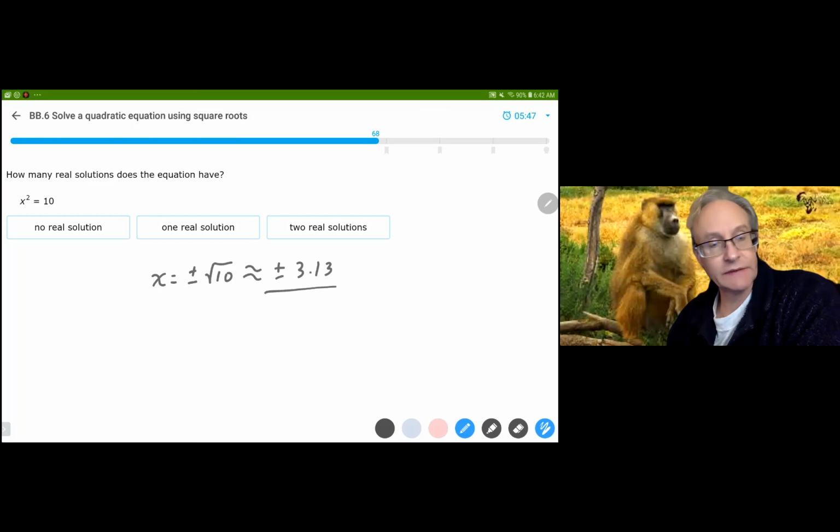But remember, that is only an estimate. This is an irrational number, which means it can't be written as a decimal perfectly. You can approximate it as a decimal. But there it is, 2 real solutions.